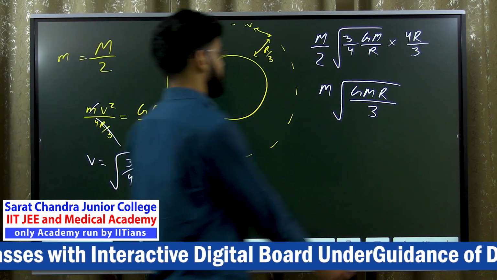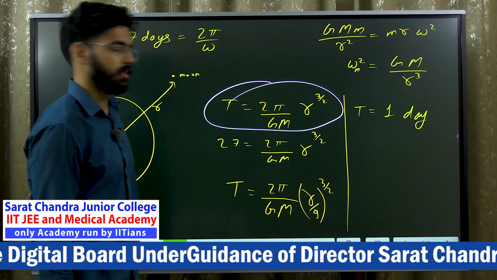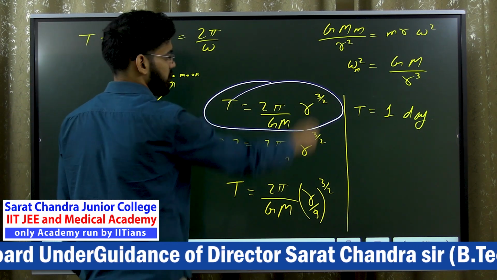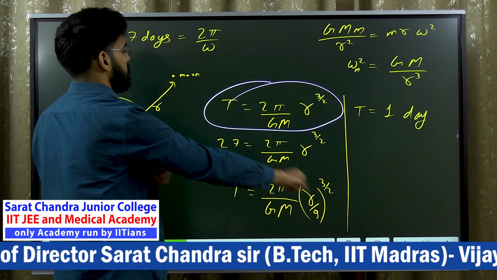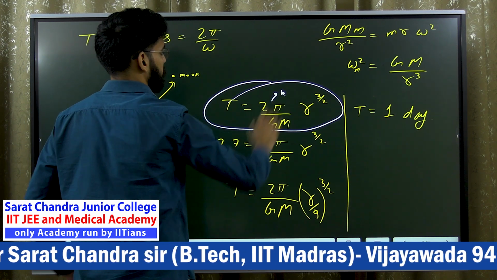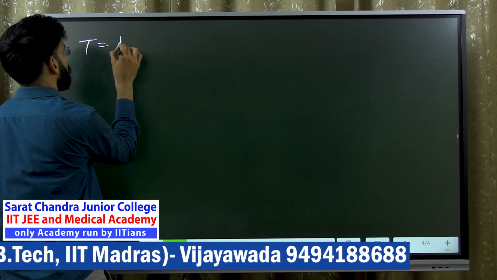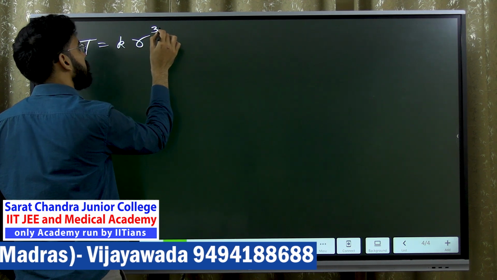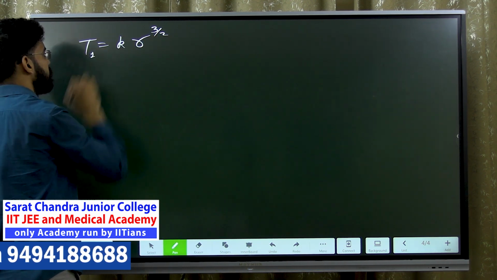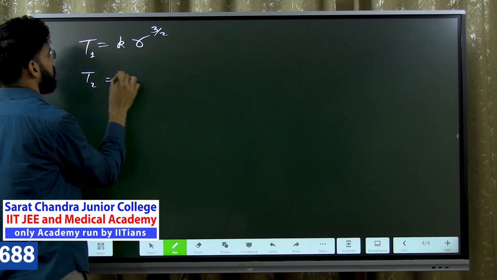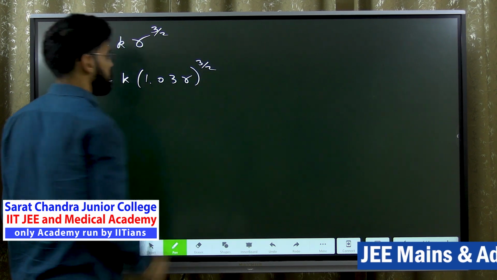We have solved already for the time period relation. In Kepler's law we remember this value, right? T square is proportional to r cube, right? So we can say T square equals some K r cube. So T is equal to some constant into r raised to power 3 by 2. Now this is the time period in the first one, and for T2, what you did, K into 1.03 r raised to power 3 by 2.